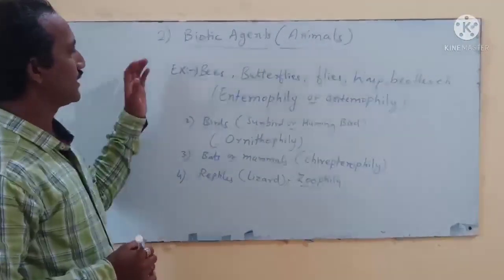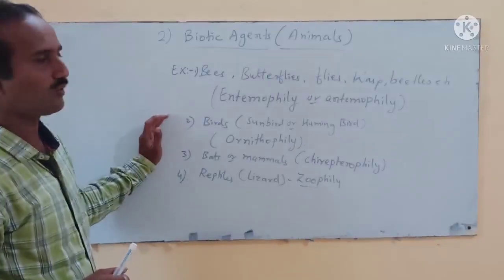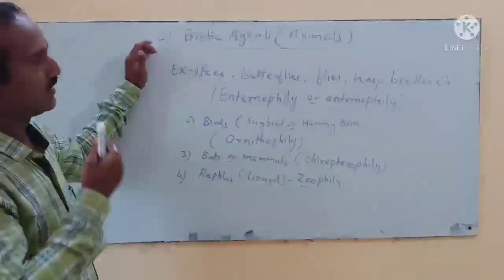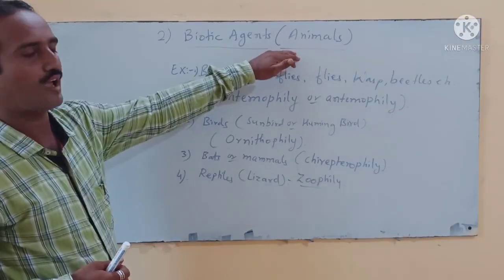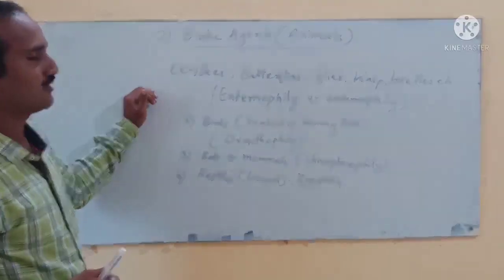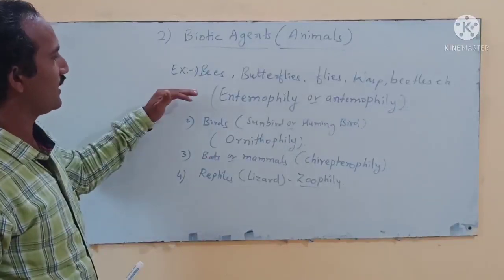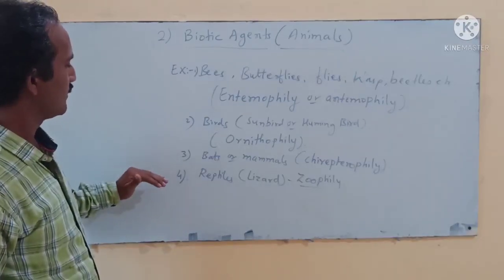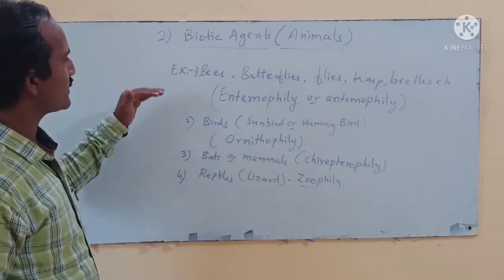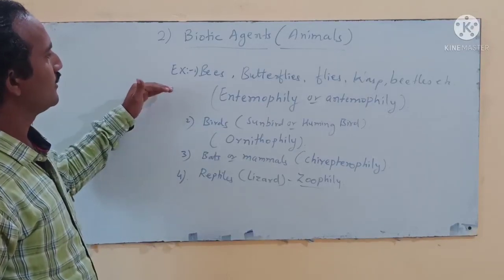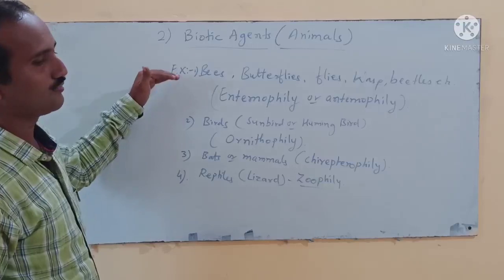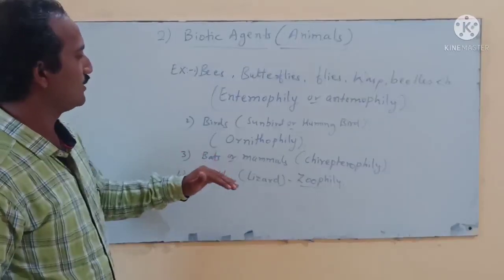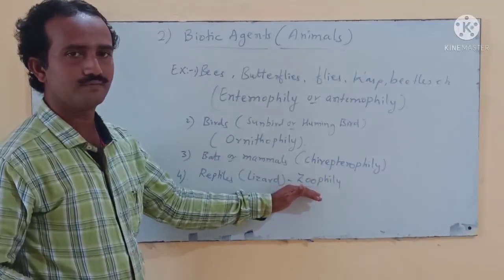Okay, so different animals are involved. In biotic agents, most of the plants show animals as pollinating agents. In that, different types of pollinating agents are there: insects, birds, mammals, as well as reptiles. Based on the type of pollination, they are carried out with the help of animals. The different types are entomophily, ornithophily, chiroptophilia and zoophily.